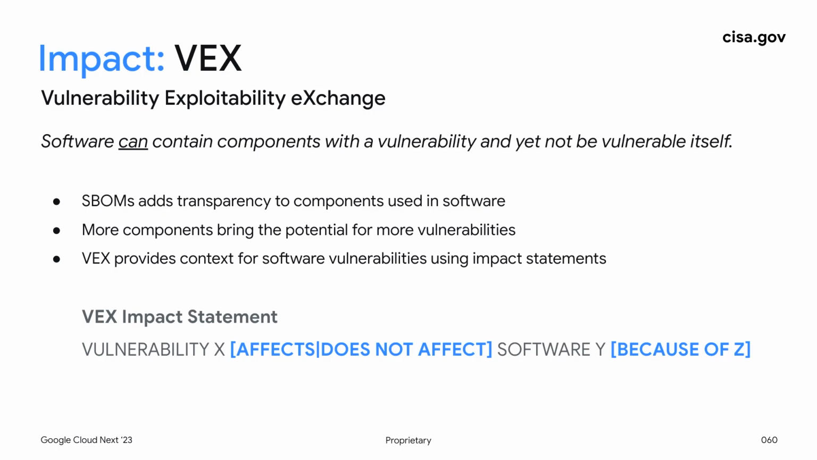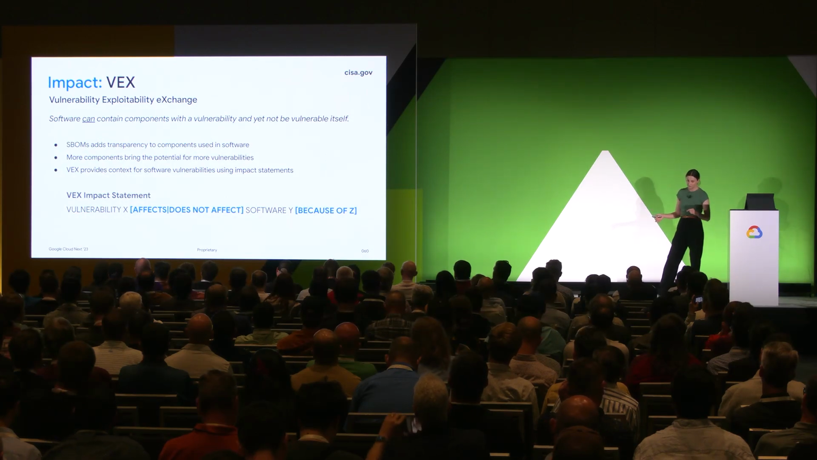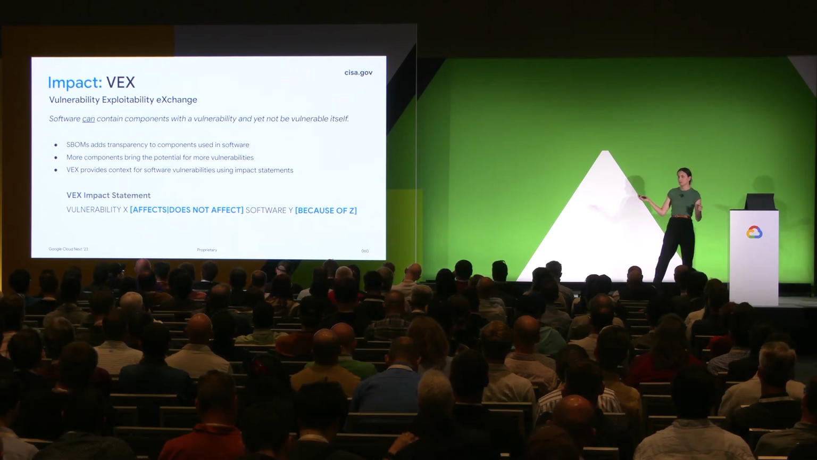A VEX impact statement provides a way for us to indicate that a specific vulnerability is not impacting the specific application because of X. It gives a reason. You don't just have to believe it, right? A good example of this is a vulnerability that is specific to a runtime, like Wasm, for example. If your app is distributed as a container image on GKE, it's probably not exploitable.